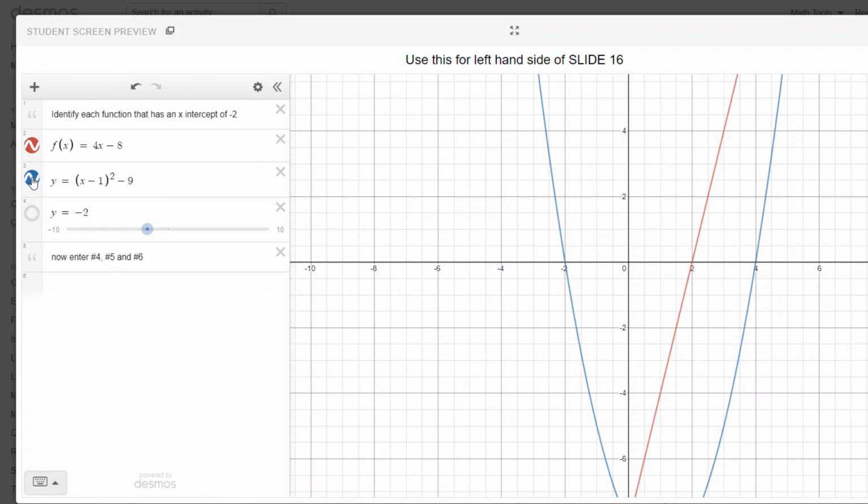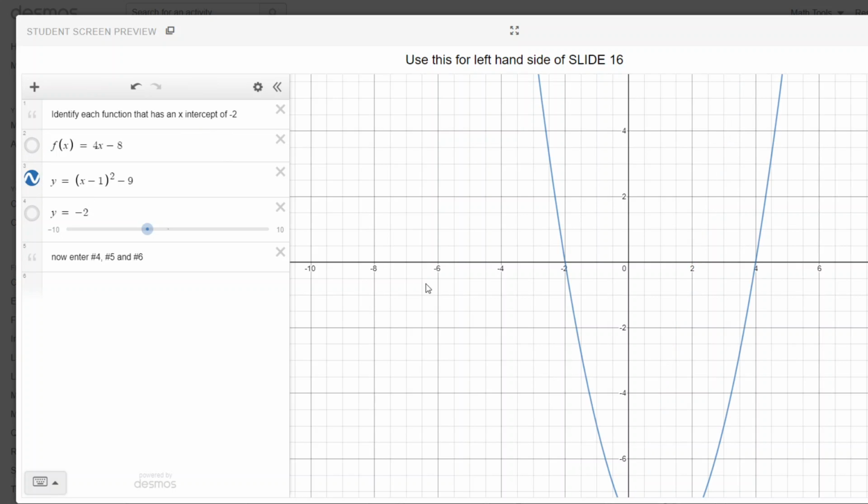I'm going to go ahead and switch each of these off so we can look one at a time. So does this have an x-intercept of -2? No, it has an x-intercept of 2. I'm not doing the opposite because it's not talking about factors in this question. It's only talking about intercepts. Let's switch that one off.